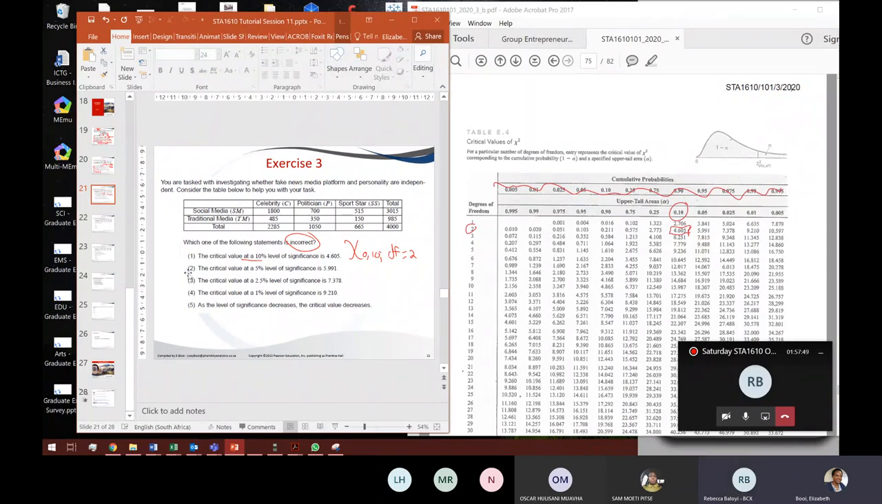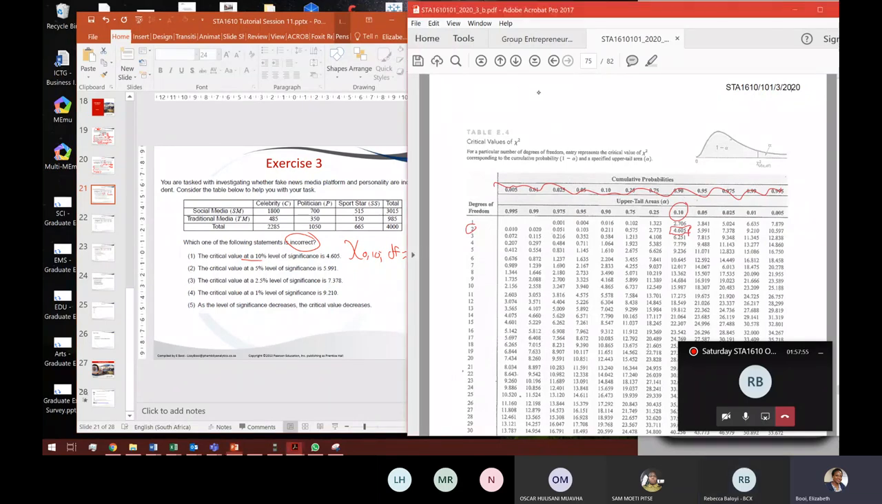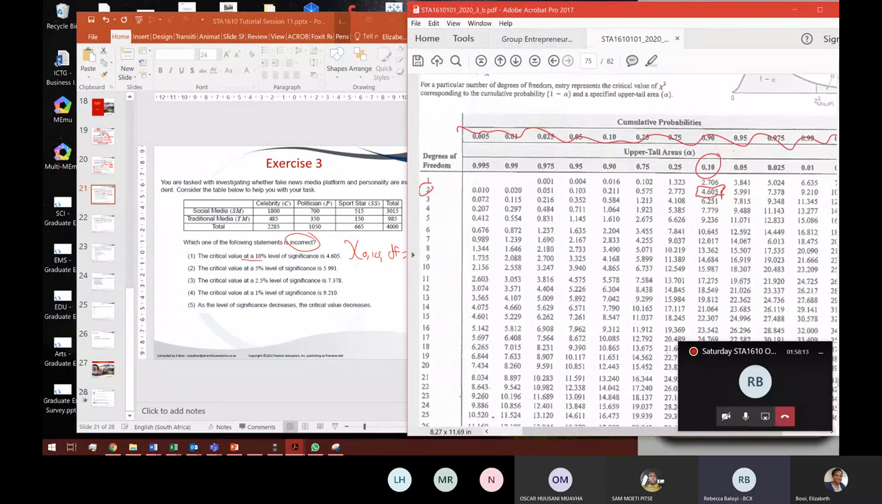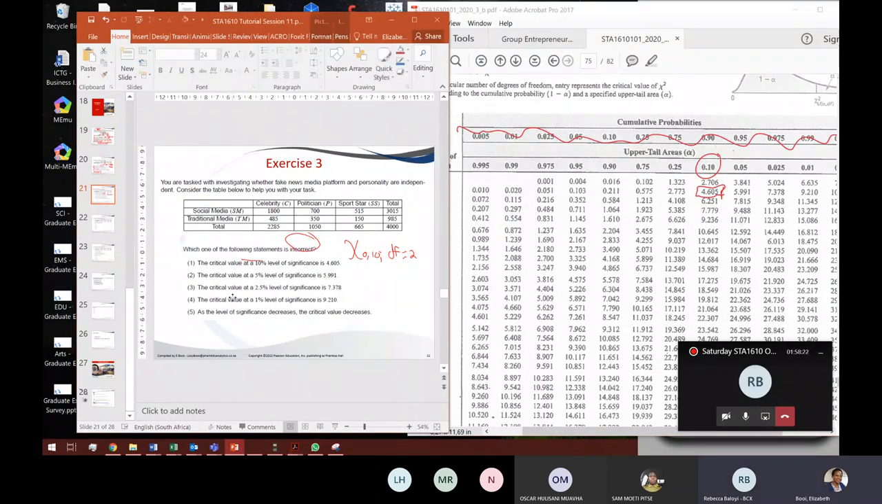What is it for number 2? At 5%, that will be 0.05. So you need to find your chi square at 0.05 and the degrees of freedom of 2. That will be 5.991. So that means option number 2 is also correct. Correct, yes. And who wants to check option 3, which is 2.5? What is 2.5?